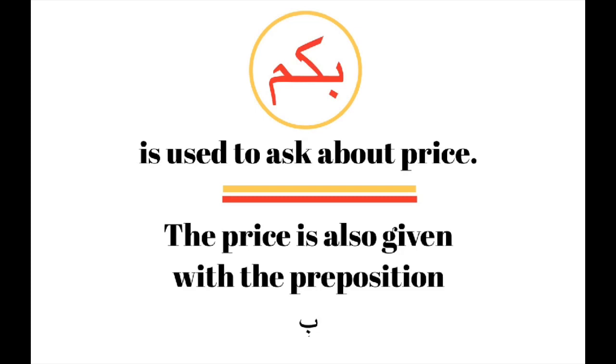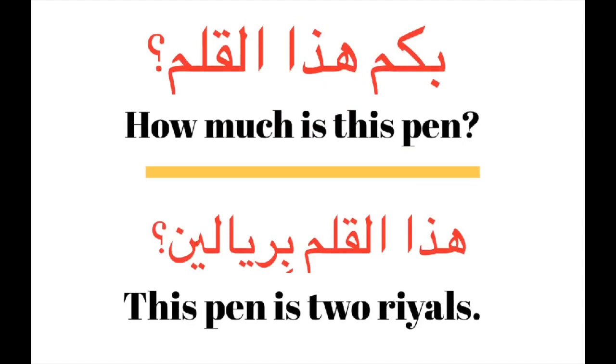The price is also given with the preposition bi. Let's look at an example. If we want to ask, how much is this pen? We ask, BiKam hadha al-qalam.